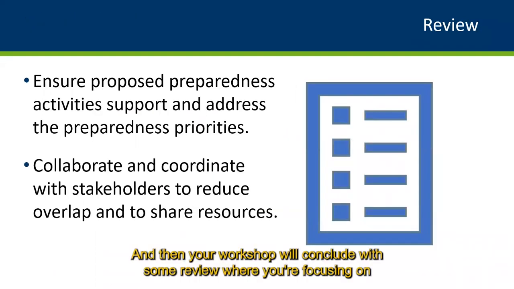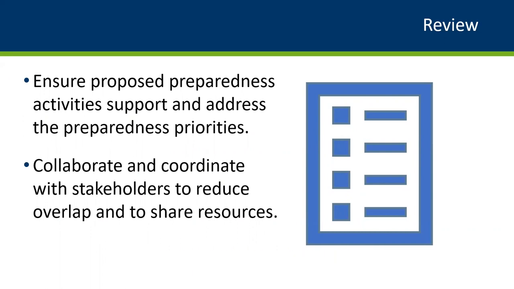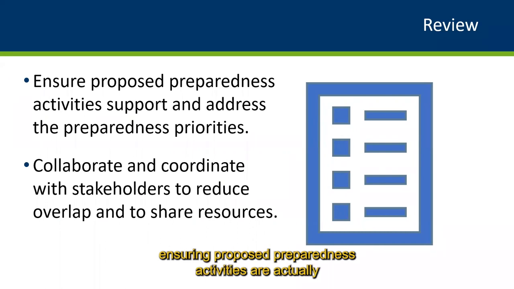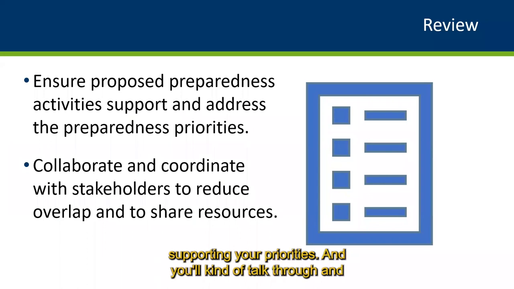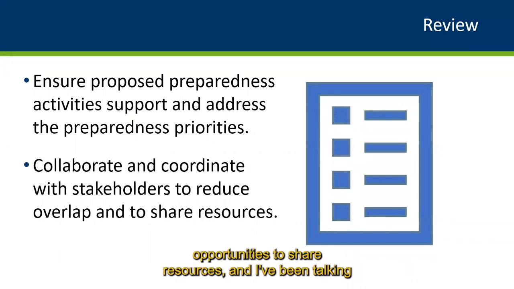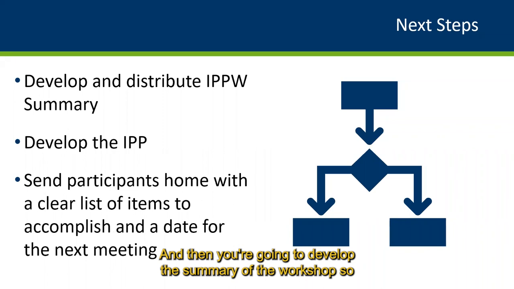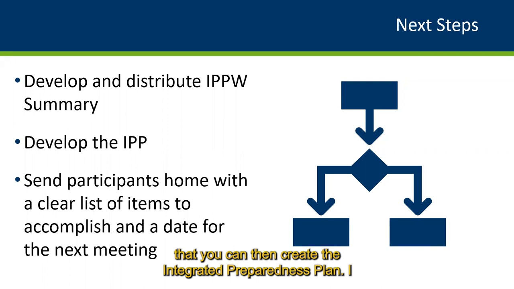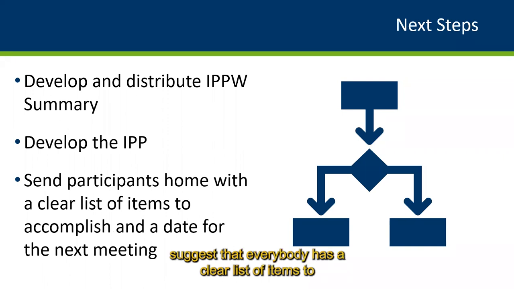And then your workshop will conclude with some review where you're focusing on ensuring proposed preparedness activities are actually supporting your priorities. You'll talk through and give a final next steps, which is the next slide. But as you talk through your review, you want to make sure that you're looking for and identifying any overlap. You're looking for opportunities to share resources. And I've been talking about that. That's the final step in your workshop. And then you're going to develop the summary of the workshop so that you can then create the integrated preparedness plan. I suggest that everybody has a clear list of items to accomplish and the date for the next meeting.